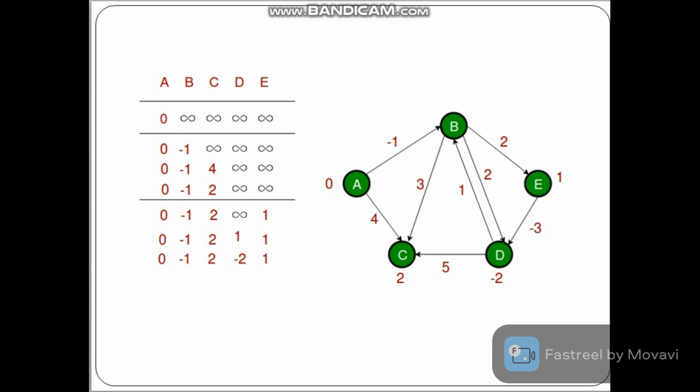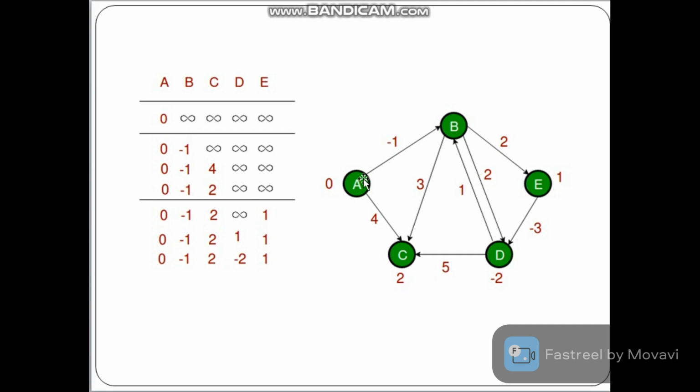In this graph, there are a total of 5 vertices, and we have to calculate the distance of all the vertices from the source vertex. Initially, the distance of the source vertex from itself is 0, and the others are set to infinity. In the first step, from a to b there is a distance of minus 1. Initially it was infinity; between infinity and minus 1, whichever is less we put.